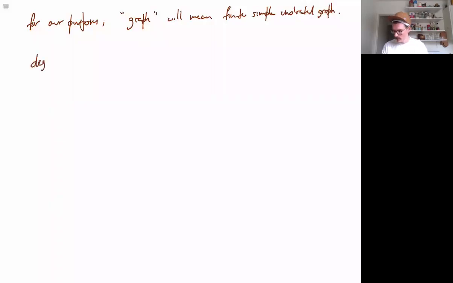Now, we will give another basic definition that's very helpful for working with graphs, which is degree. So the degree of a vertex is the number of edges connecting to it.